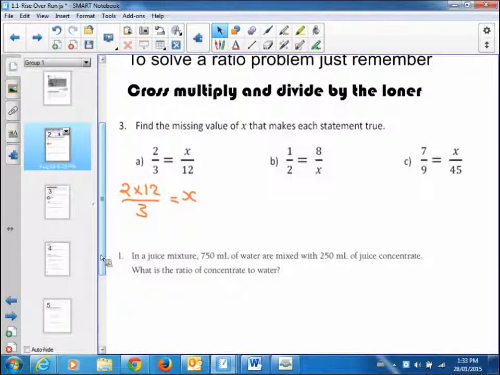Does that make sense when I say just cross multiply, divide by the loner? You see that poster way over there by the antlers? At the top, it says cross multiply, divide by the loner. So if you ever forget how to do this, I'll say cross multiply, divide by the loner, and you'll say, oh yeah, cross the diagonal, divide by the lone thing. 2 times 12 is 24, divide by 3. You can use a calculator. 24 divided by 3 is 8. Your final statement will be x equals 8. Gerald, does that make some sense to you? Yeah. It does? Okay.